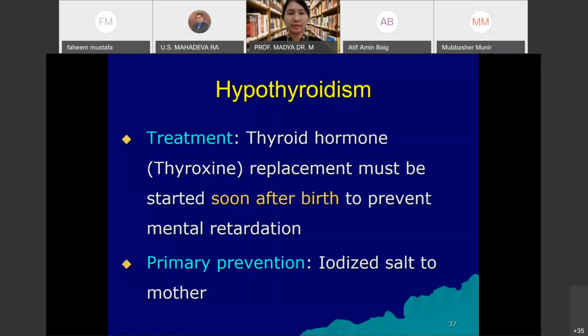The treatment is basically thyroid hormone replacement, which must start soon after birth to prevent mental retardation. You need to do primary prevention by supplementation of iodized salt to the mother.